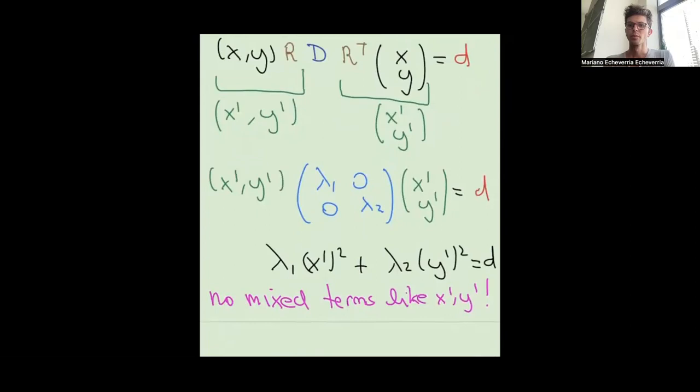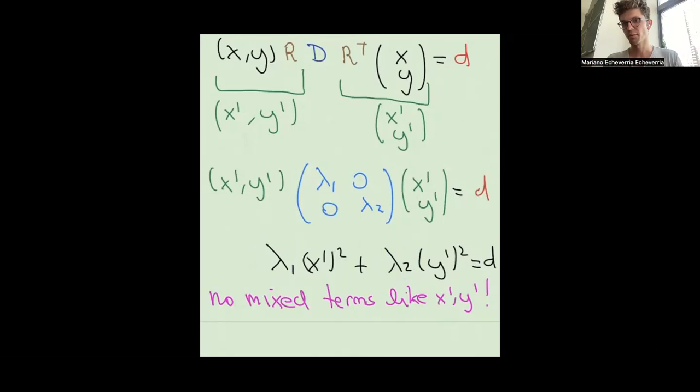If you want a spoiler alert, someone asked me this in the other class: once you know the eigenvalues of the symmetric matrix, you kind of know whether it's going to be a circle, an ellipse or a hyperbola. If these two eigenvalues have the same sign, it's going to be an ellipse. And if lambda 1 and lambda 2 have opposite signs, it has to be a hyperbola.